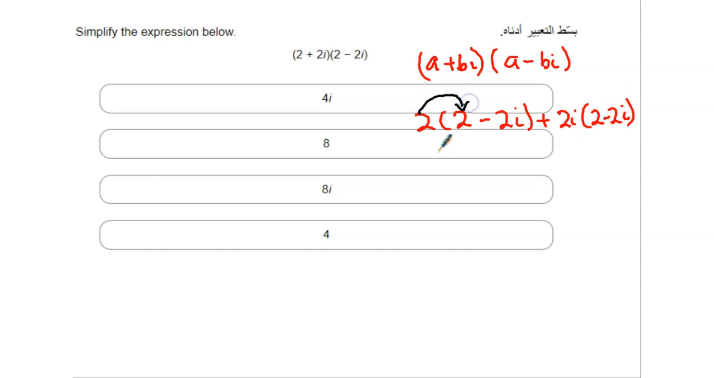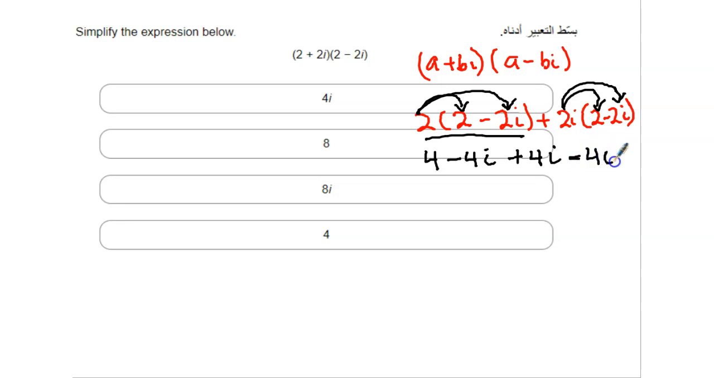So 2 times 2 gives us 4. 2 times negative 2i will give us negative 4i. We are done with this. Here, 2i times 2 is going to give us 4i. And then 2i times negative 2i is going to give us negative 4i squared. You realize that here is a like term, but they are opposite, so they will cross out to become 0.